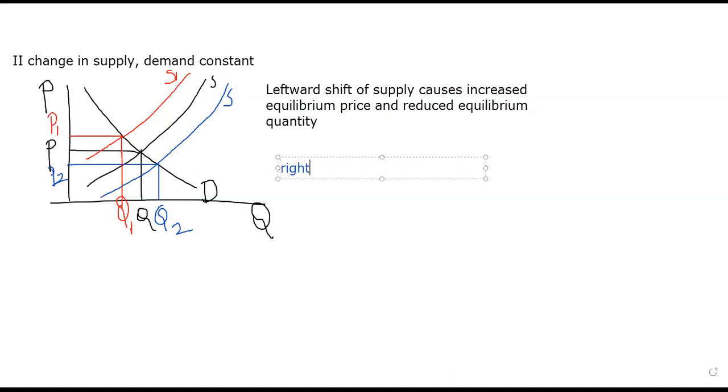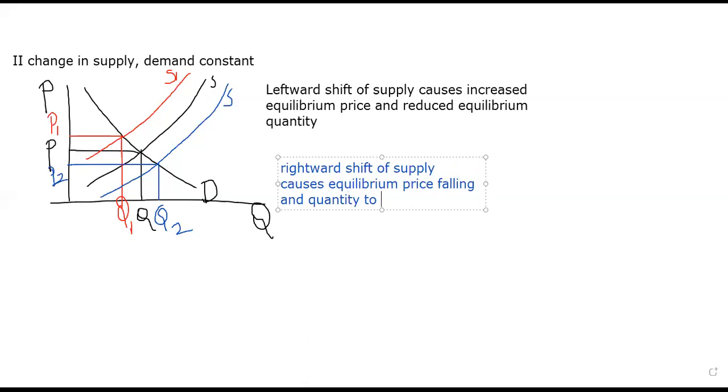So rightward shift of supply causes equilibrium price to fall and equilibrium quantity to increase. Okay.